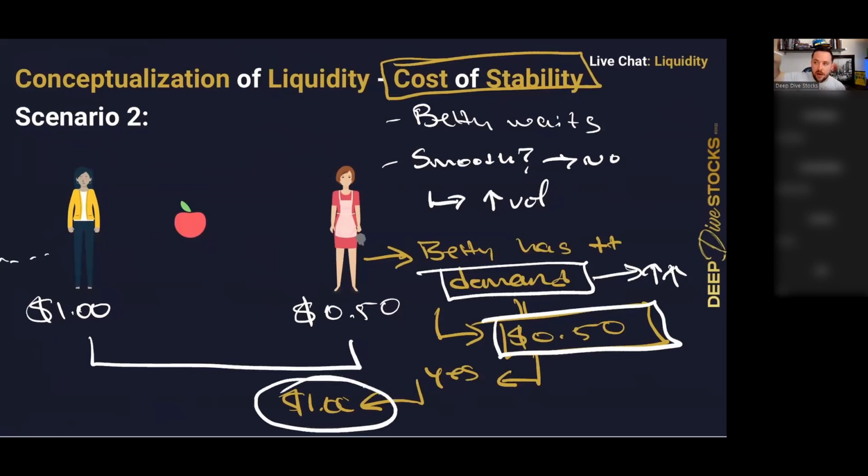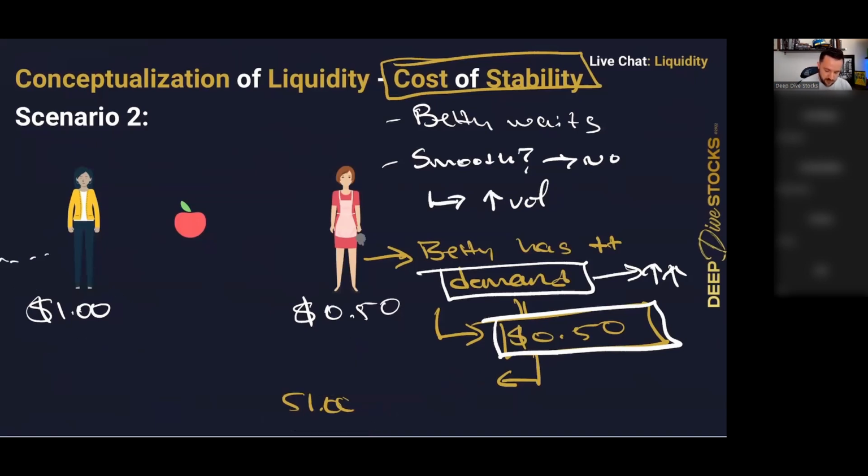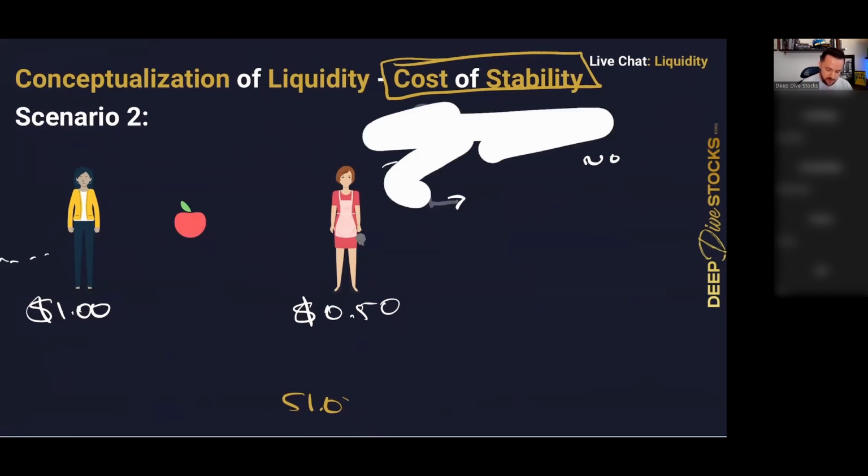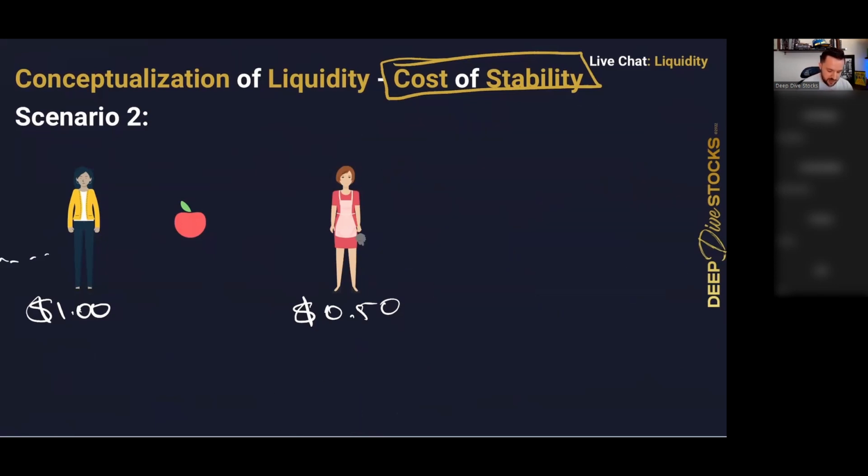Betty's needs outside of this transaction actually influence the value of this asset. It established it at $1. Because we could easily reverse this. We could say, Betty comes to the market and she wants to buy an apple or she wants to sell an apple for $1.